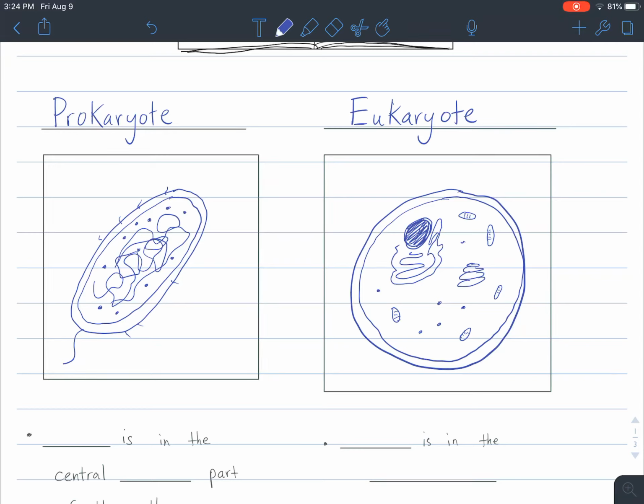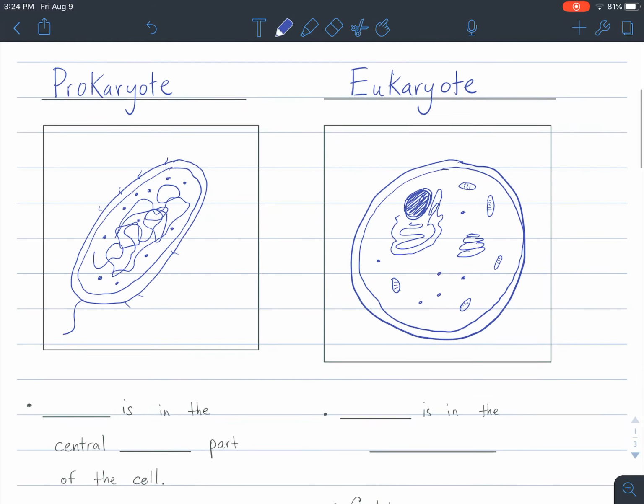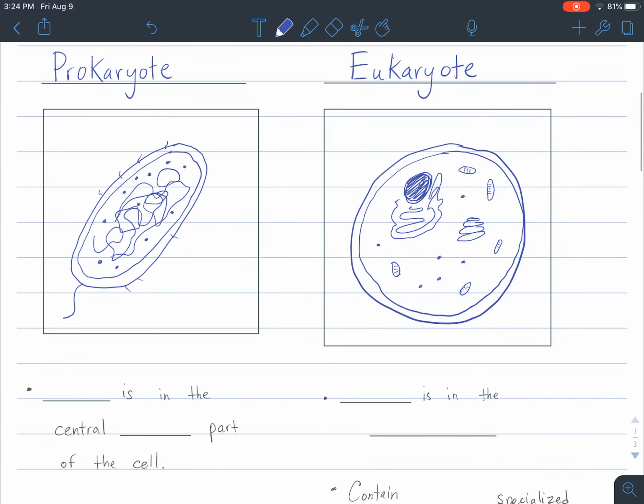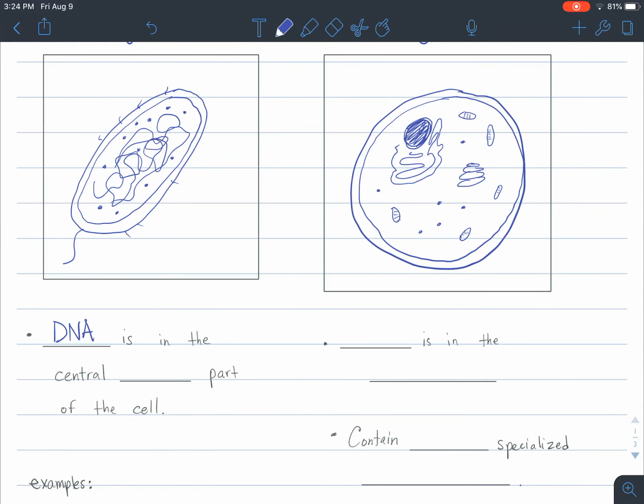So you can see there's a lot more specific things within the eukaryotic cell compared to a prokaryotic cell. The eukaryotic cell has a lot of specific systems within it. So if we look at the prokaryotic cell, pro means before, so it's like before a nucleus was there, all this DNA is just everywhere. So that's one of the main differences, is that the DNA is in the central open part of the cell. It's just in the open part.